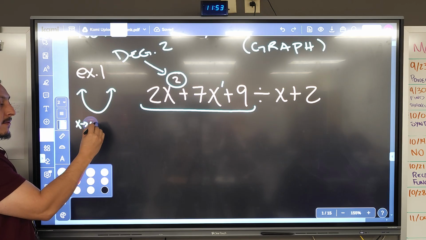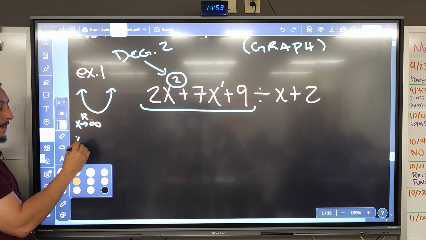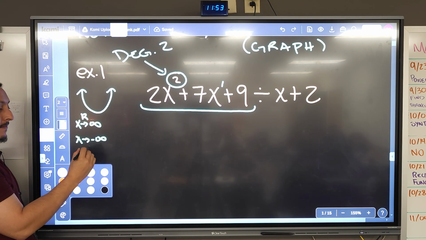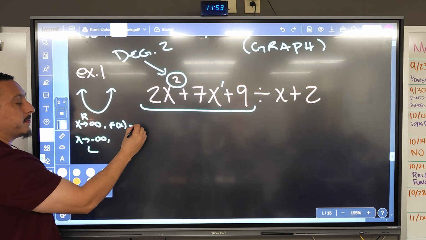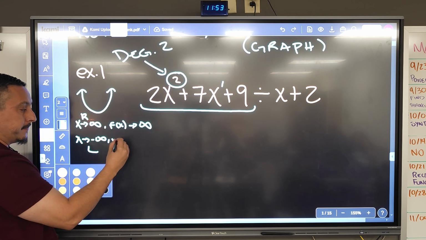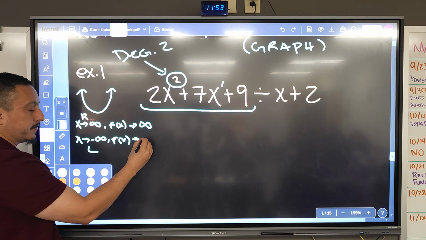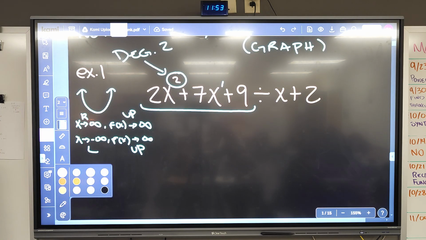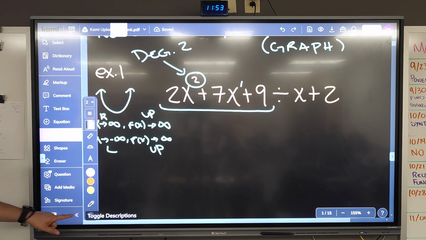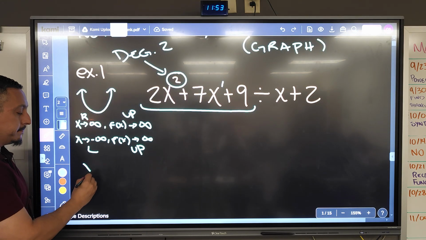Okay, before I even start, I know what this will look like. That means both the right arm and the left arm, they're both pointing up towards infinity. Up, up. Question, gentlemen? They're both pointing up. The other part I know is the y-intercept as well.